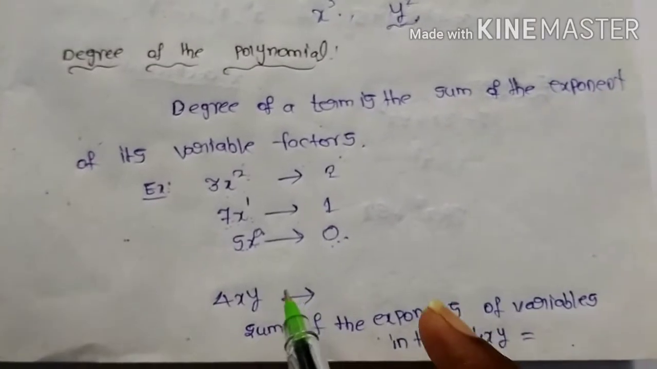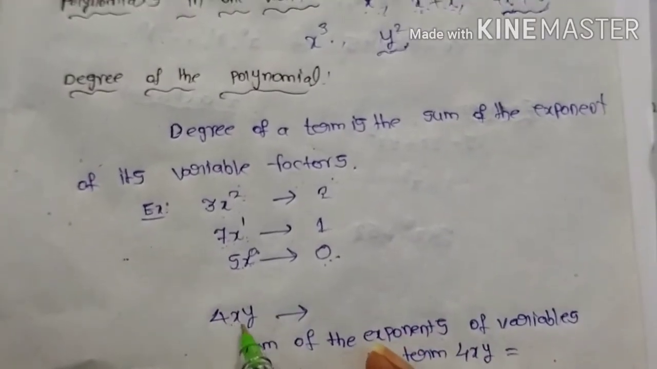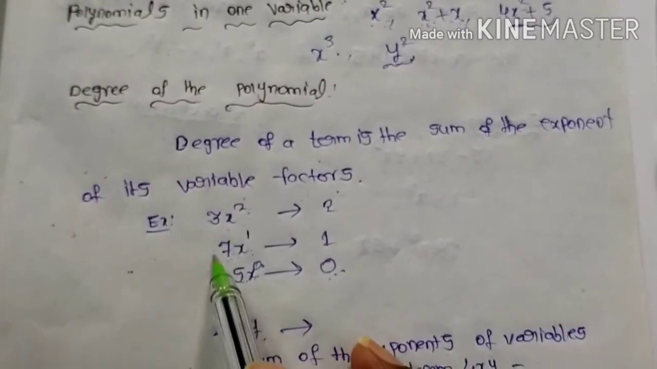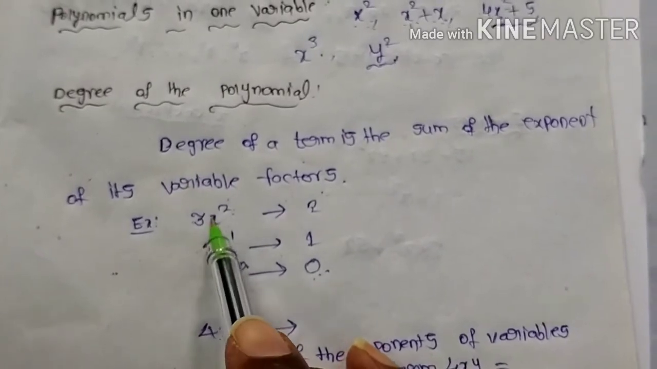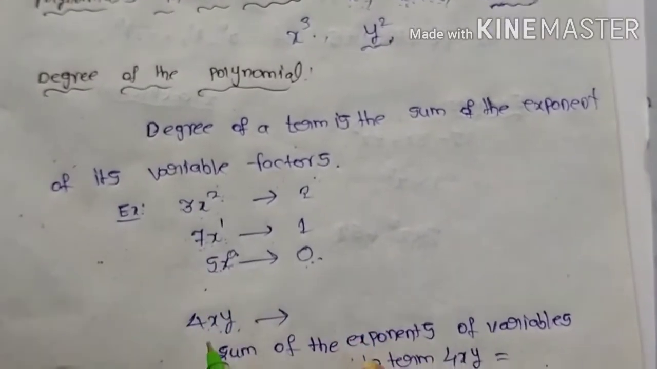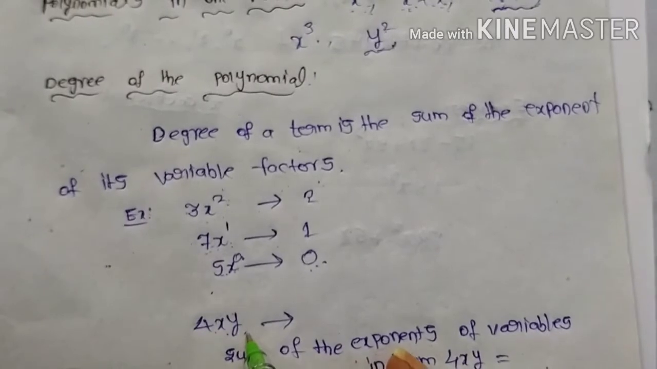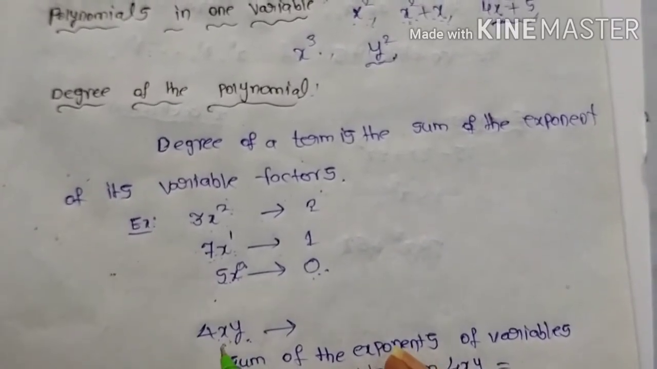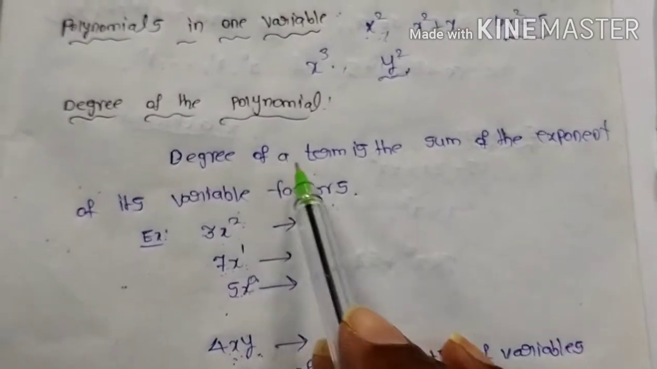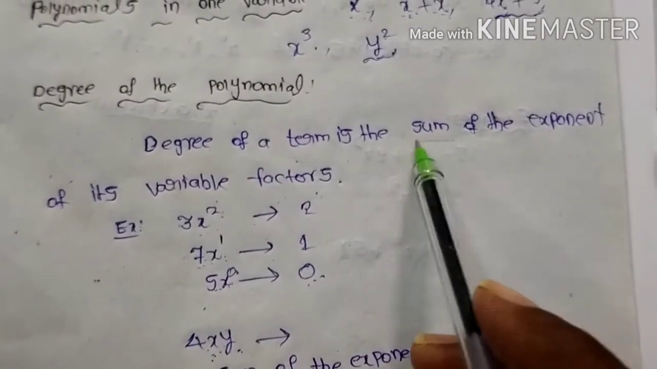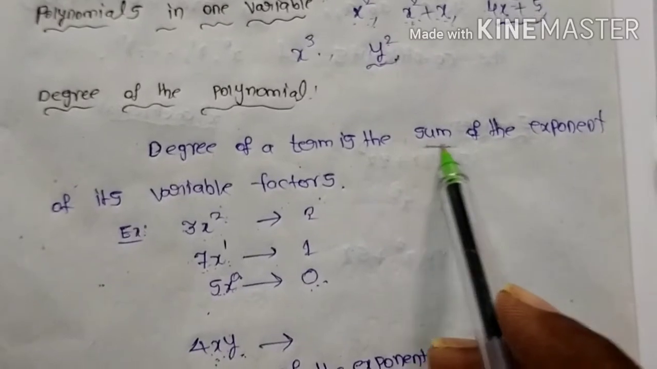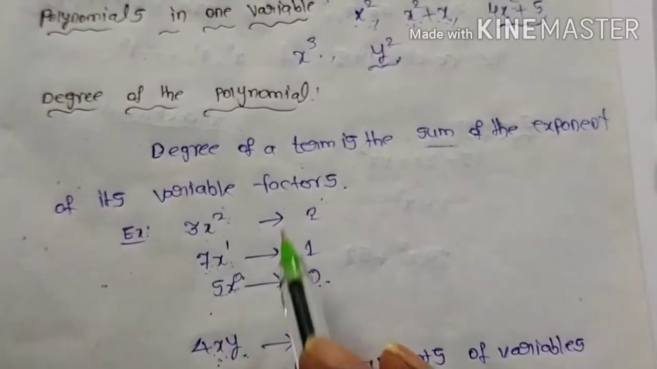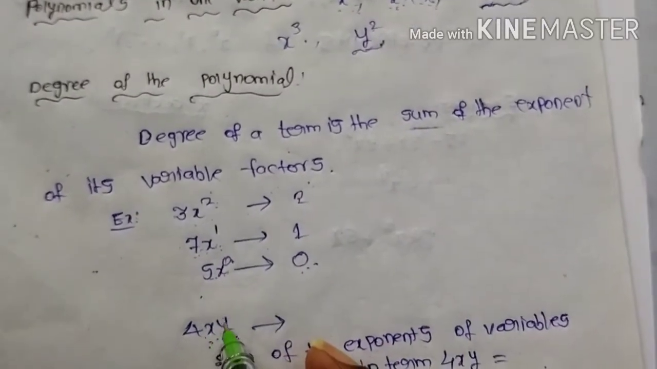For example, here you can see 4xy. In this one, only one variable is there. Yes or no? Only one variable, x. But you can see here two variables: x and y. Whenever two variables are given, the degree of the term is the sum of the exponents. Here x power how much?